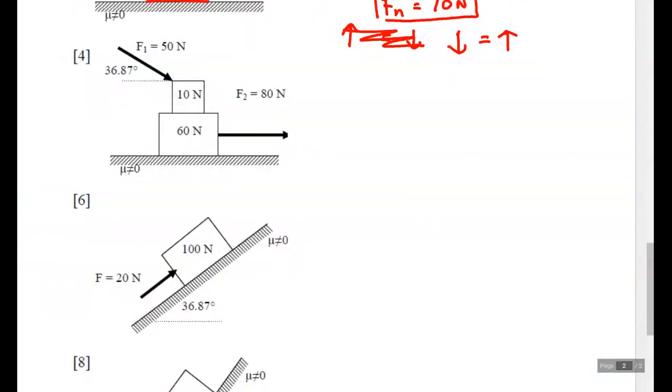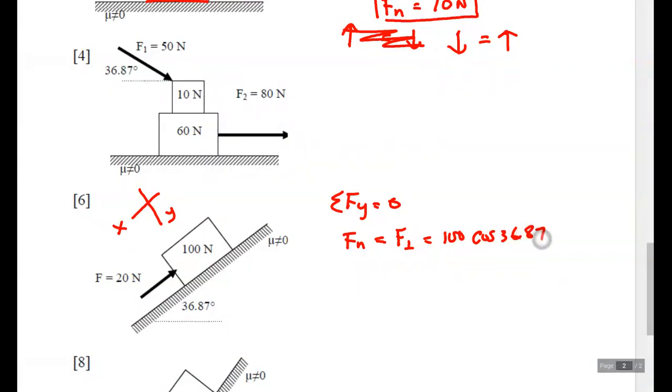I want to find the normal force. Start the same way, sum of the forces equals 0. I have a rotated coordinate system. So the up force is the normal force, and the down force is the F perpendicular, which is 100 newtons cosine 36.87 degrees. Let me make that a little neater. 36.87 degrees.